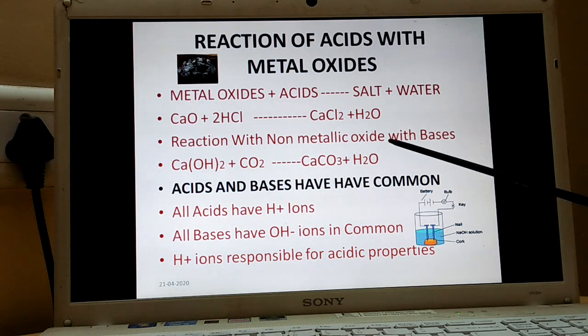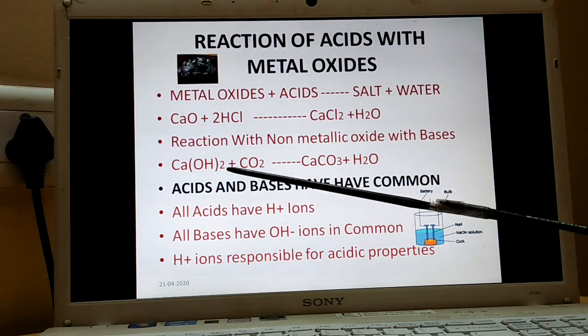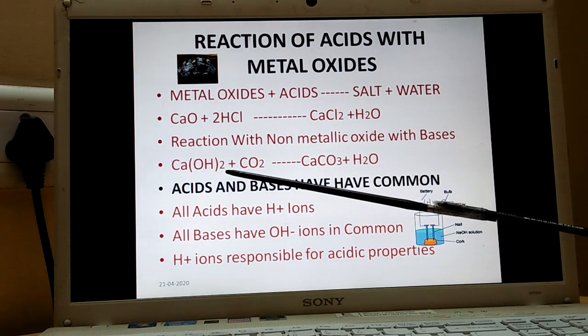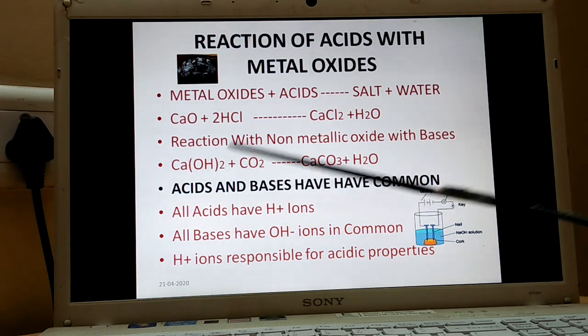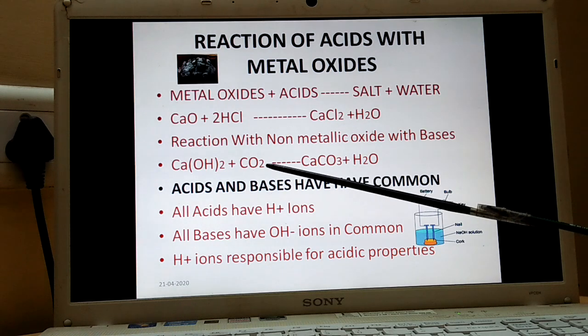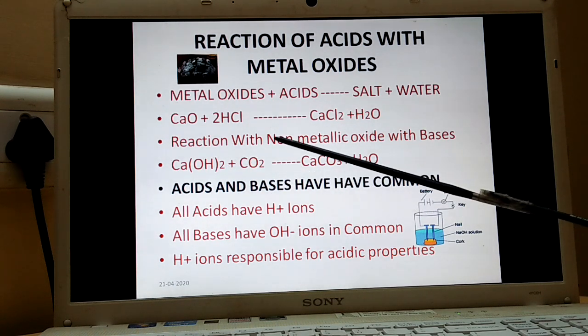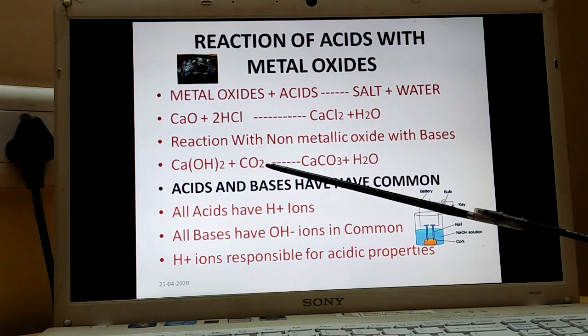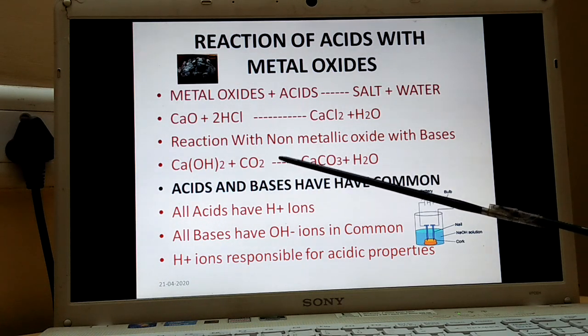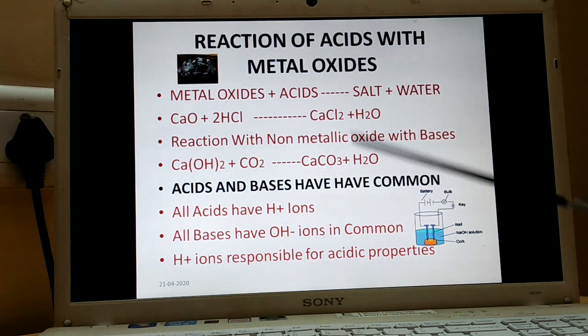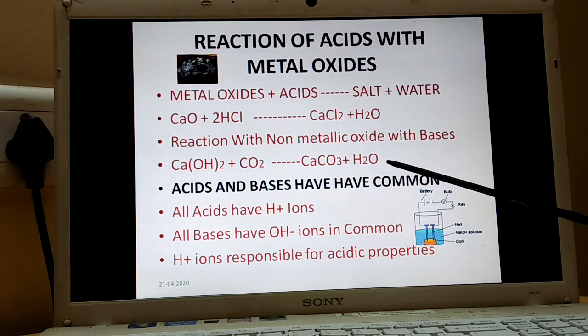Similarly, some non-metallic oxides can also react with bases. Now here the base taken is calcium hydroxide. Wherever there is hydroxide, that is known as a base. Whenever a base is made to react with a non-metallic oxide, here I have taken the non-metallic oxide carbon dioxide, so it is a non-metallic oxide, what is formed? Calcium carbonate along with water is formed.